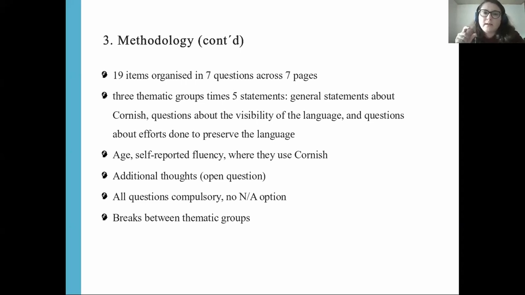In between these 3x5 statements, I had questions about age and self-reported fluency. So the participants had to state their own fluency in Cornish. And then there was a question about where they use the Cornish language, which I also wanted to find out. And in the end, and this proved to be particularly valuable, I had an open question for the additional thoughts and observations of the participants.